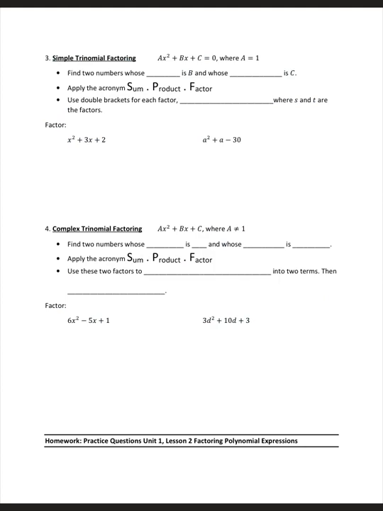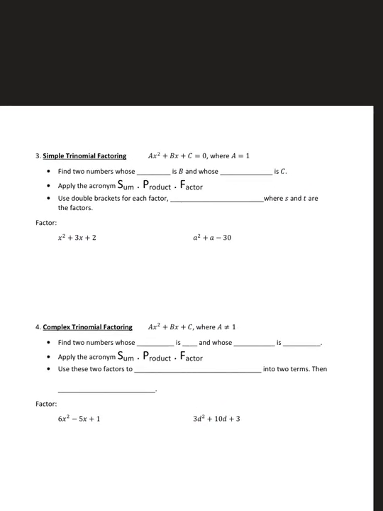Okay, so another method of factoring you would have used in the past is simple trinomial factoring. So when we have a trinomial, meaning we have three terms, we have ax squared plus bx plus c, so 1, 2, 3 terms, and our a value is 1. So we just have a 1 in front of our x squared term. We know that we need to find two numbers whose sum is b and whose product is going to be that c value there.